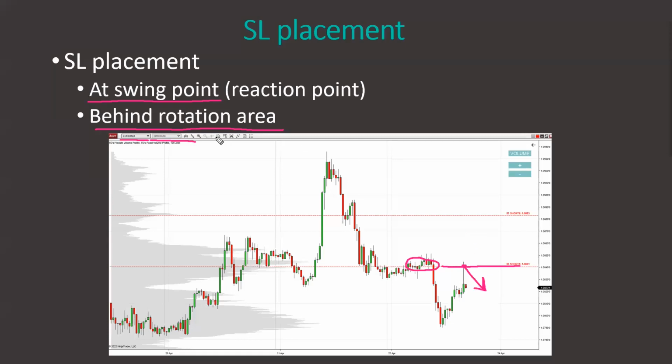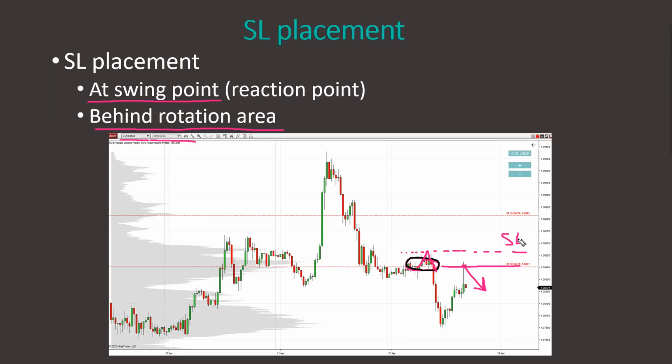Now, talking about stop loss placement here, let's follow these two rules, all right? So a rotation area, the stop loss needs to be behind a rotation area. This is the rotation area. And at a swing point. Now, by swing point, I mean the high of that rotation area, which would be this place, right? This is the swing point of that area the trade was based on. So this would be the stop loss.